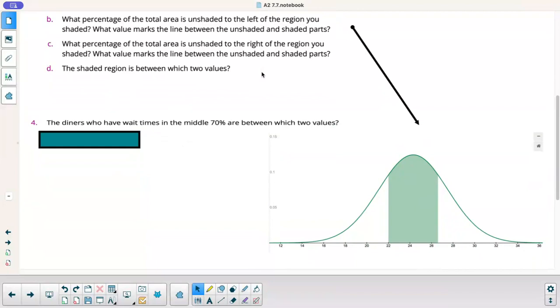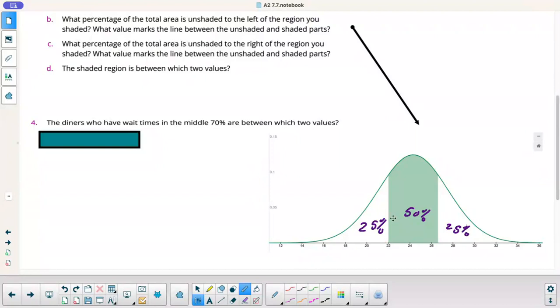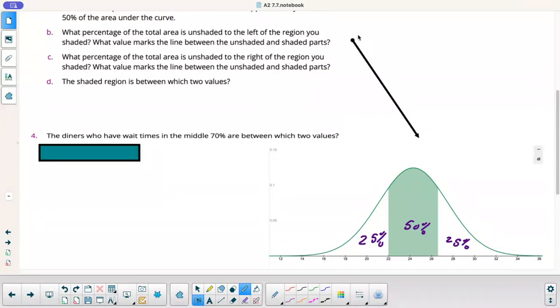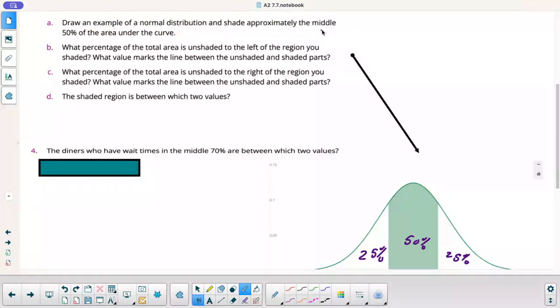What percentage of the total area is unshaded to the left of the region? And what value marks the line between the unshaded and shaded? Okay, so as I look here, this would obviously be 25% if this is 50% because it's symmetrical, so it'd be 25 over here. What value? Looks like 22 point something. I don't remember what exactly I found it to be, but it was 22.1 approximately. That was for B, I guess.